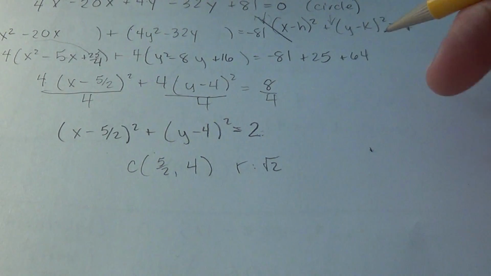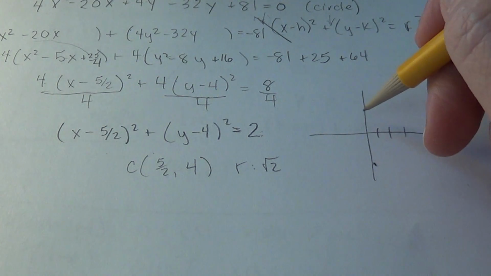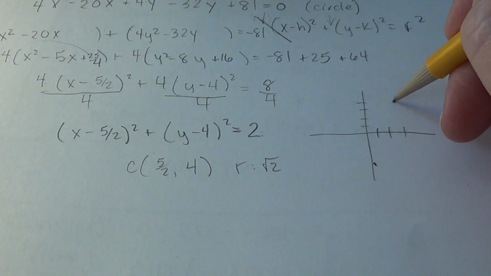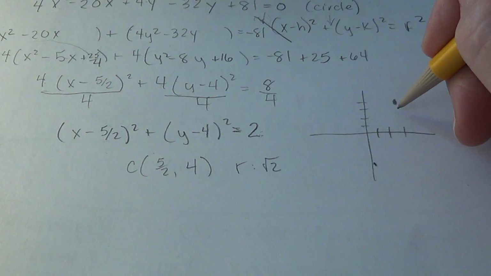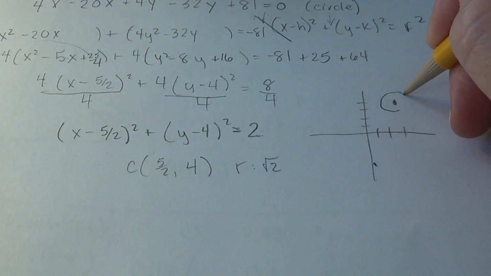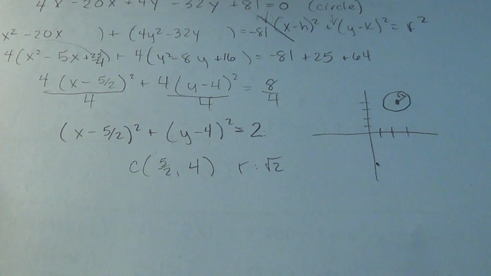So we go over 2.5 and up 4. And we draw a circle with a radius of square root of 2, which is a little over about 1.4. So indicate to me what your radius is.